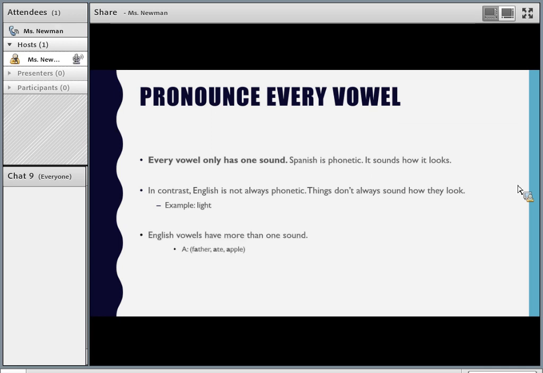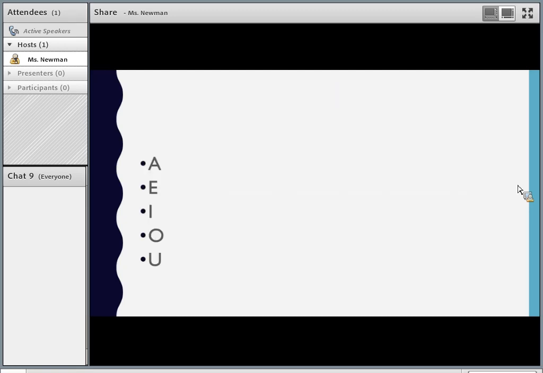English vowels often have more than one sound, right? In Spanish, they only have one sound, so I want you to practice this pronunciation. If you can pronounce the vowels, you can pronounce Spanish pretty well.